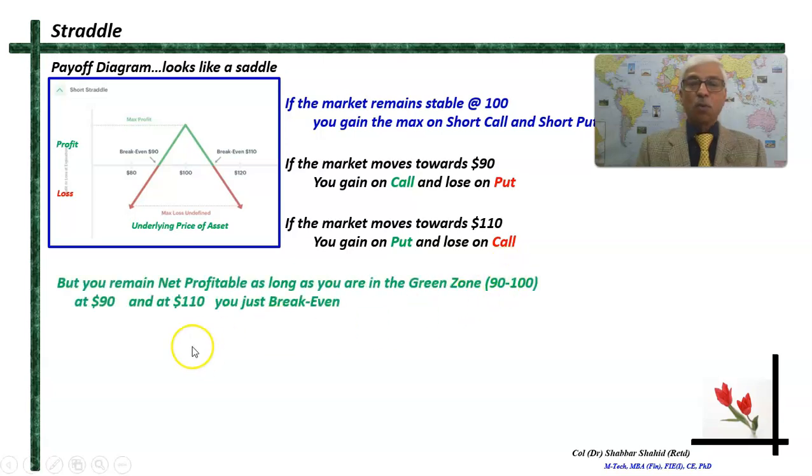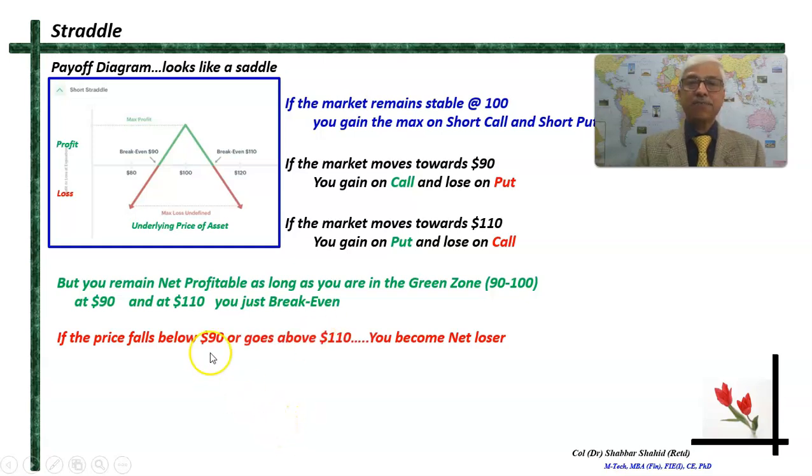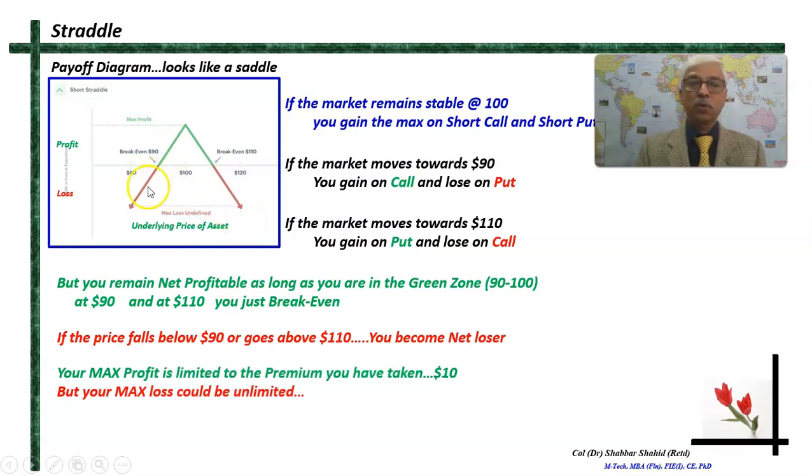Alright. So what will happen? You will remain in net profit as long as you are in the green zone, that is between 90 and 110. The moment you go on either side, you will start losing. At 90 or at 110, if the market expires, you will just break even. But if the price falls below 90, you will start losing. Even if it goes above 110, you will start losing. And your losses can be unlimited. The more it goes down or the more it goes up, you will lose more.